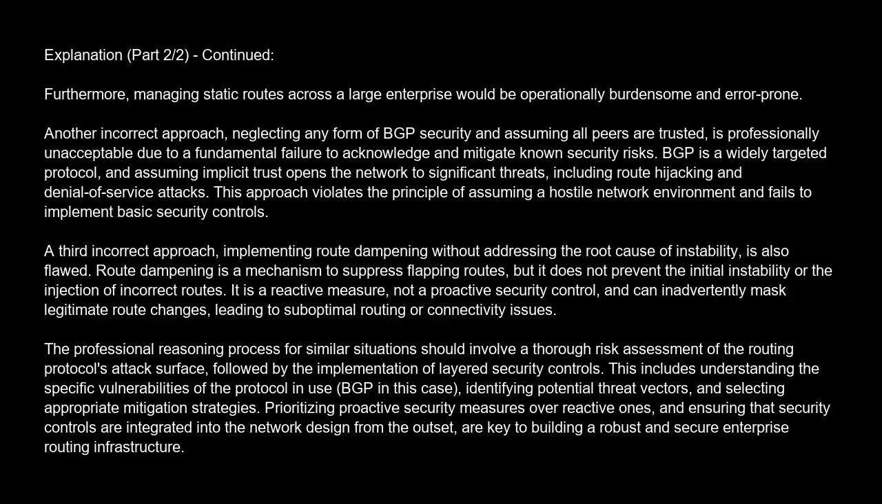The professional reasoning process for similar situations should involve a thorough risk assessment of the routing protocol's attack surface, followed by the implementation of layered security controls. This includes understanding the specific vulnerabilities of the protocol in use, BGP in this case, identifying potential threat vectors, and selecting appropriate mitigation strategies. Prioritizing proactive security measures over reactive ones, and ensuring that security controls are integrated into the network design from the outset, are key to building a robust and secure enterprise routing infrastructure.